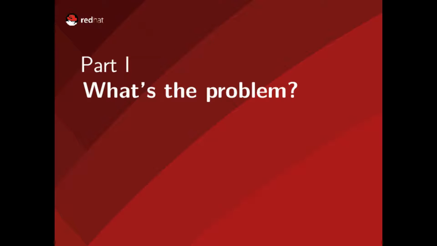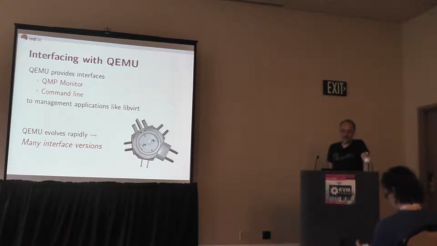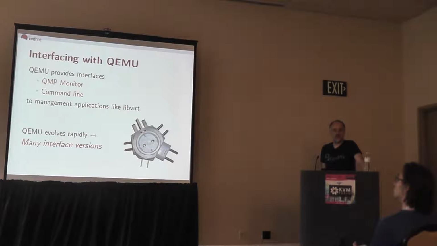So what's this about? Why is it interesting? QEMU provides interfaces, the QMP monitor and the command line, to other programs, notably to management applications such as libvirt. QEMU evolves rapidly, so we got many interface versions.